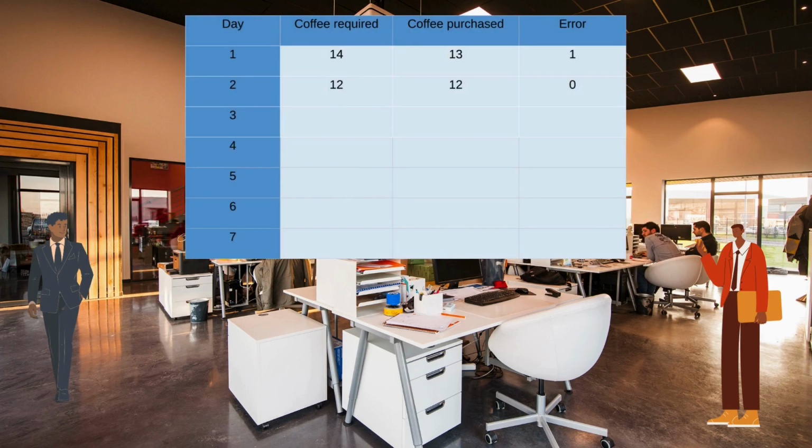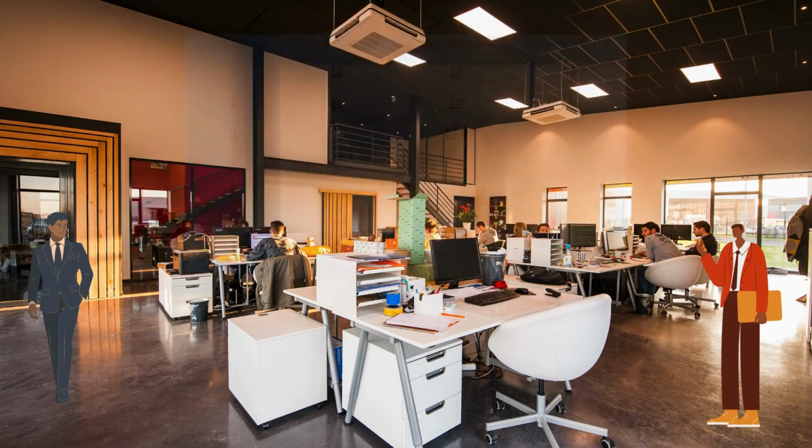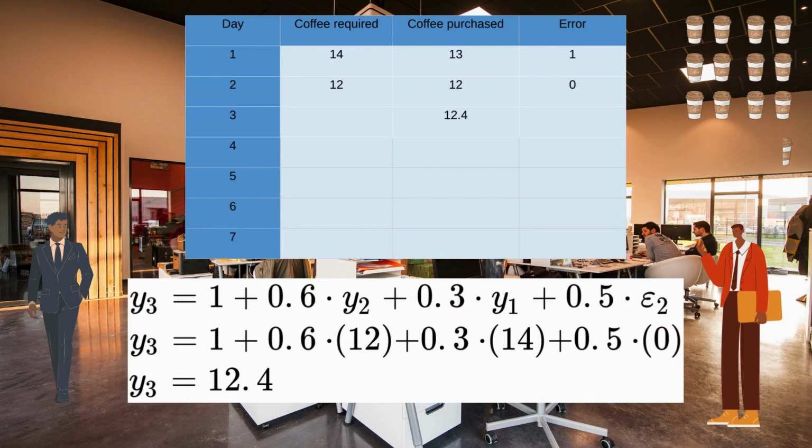The shown table contains data provided by the previous intern. Day 1 is the day before yesterday and day 2 is yesterday. So you have to make predictions from day 3 onwards. At the end of each day, you will get to know the actual coffee requirement for that day. The amount of coffee that you will purchase on day 3 is represented by Y3. You can calculate Y3 from the ARIMA equation.